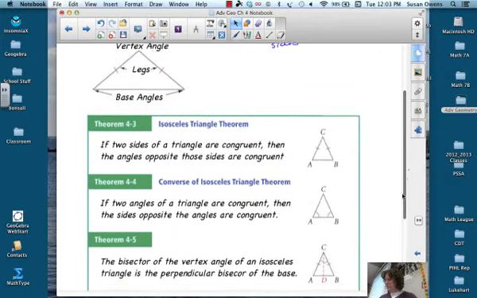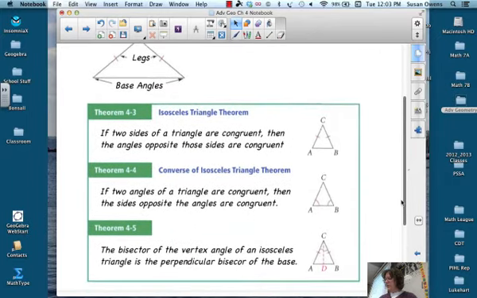Okay. So the first thing we have is the isosceles triangle theorem. If two sides of a triangle are congruent, then the angles opposite those sides are congruent. So if I'm given that CA is congruent to CB, I can use this theorem to say that angle A is congruent to angle B. So if you take a look at the sides and then the angles across from them, otherwise known as the base angles, then they are going to be congruent.